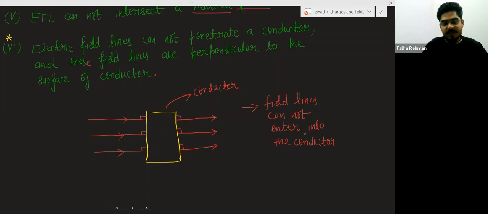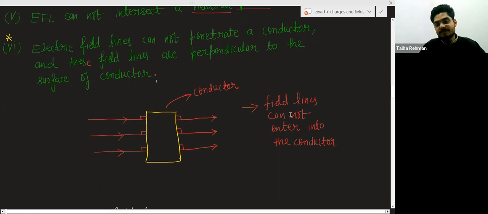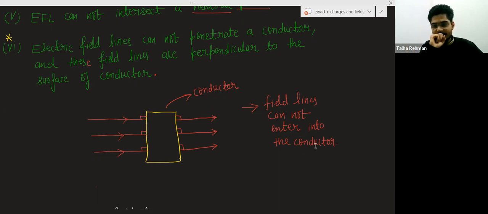So remember this statement, field lines cannot enter into the conductor. I told you, maybe, about electrostatic shielding. There is one topic, electrostatic shielding, which means if you suppose here is the electric field around me. Electric field is due to charges.